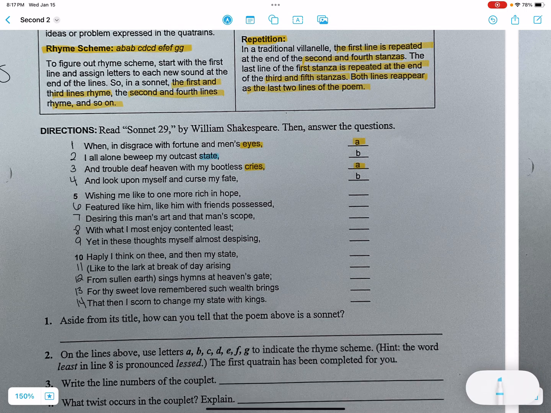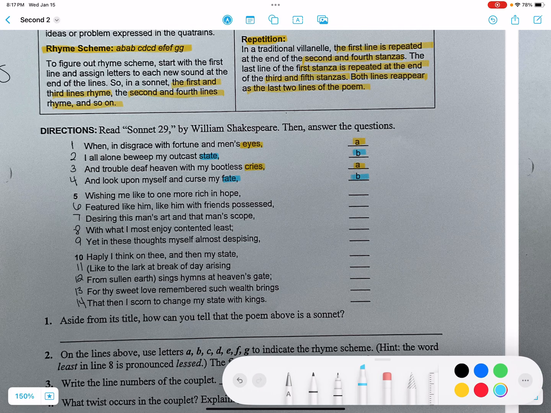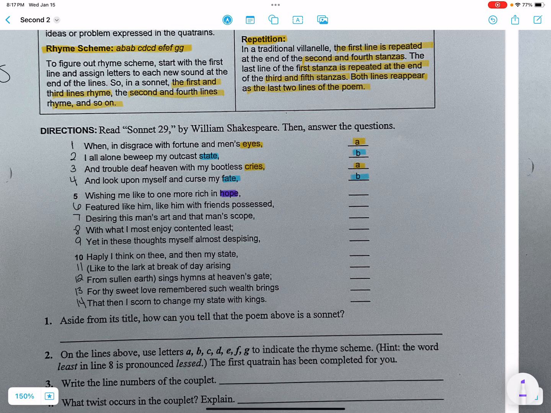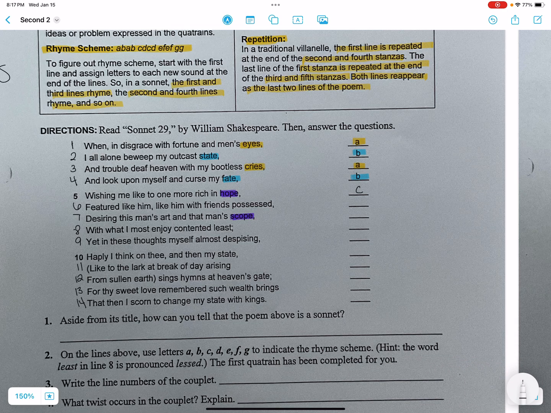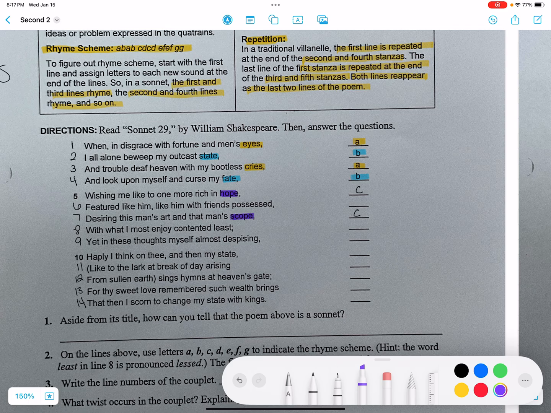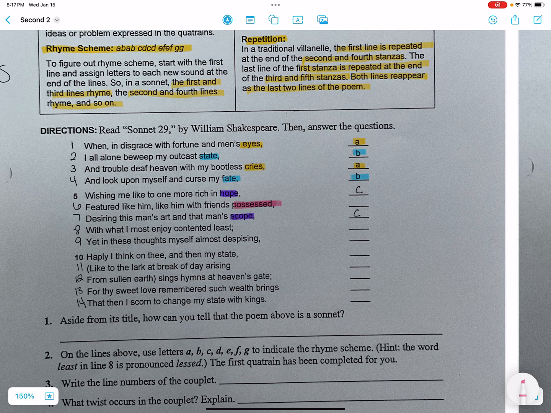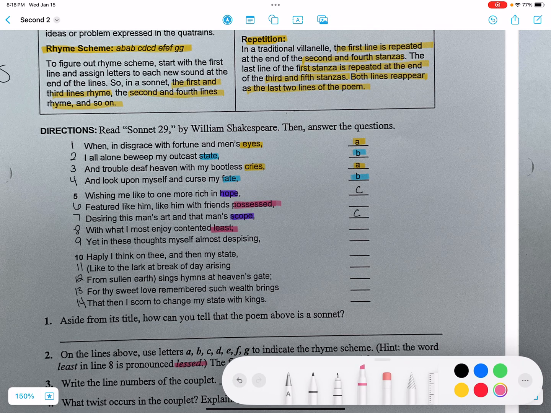Okay. State and fate rhyme. Those are our B's. Okay. Hope and scope rhyme. Those are going to be our C's. Put a C here and a C here. Okay, possessed and lest, down here on number 2, it's saying that least in line 8 is pronounced lest. So it rhymes with possessed. So those are going to be our D's.